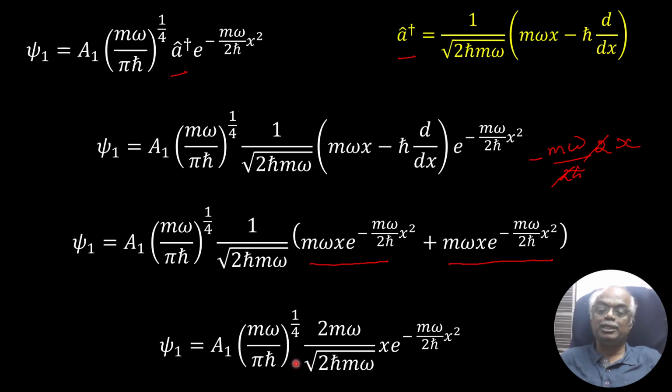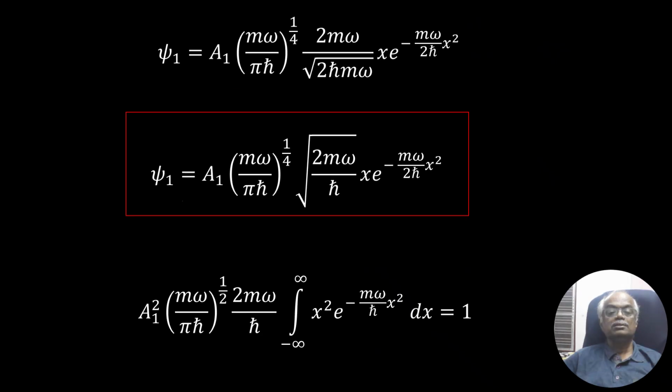Now we will simplify it further. Now we got this relation. Here we can simplify this. That is, you have 2 square root of 2 m omega, which will get cancelled with 2 m omega. This will become square root of 2 m omega because we are dividing by square root of 2 m omega. The only term left in the denominator is ħ.